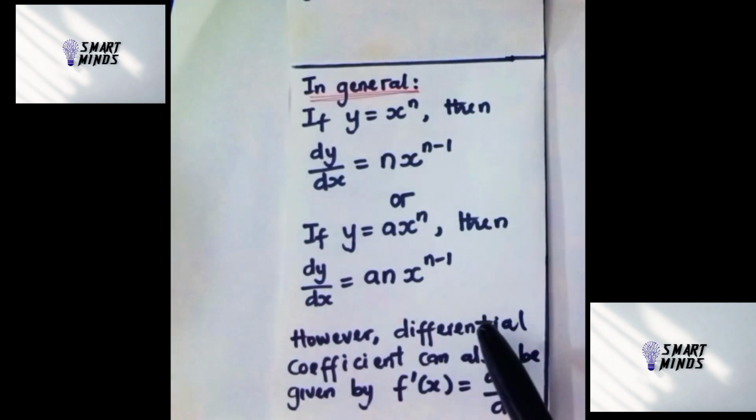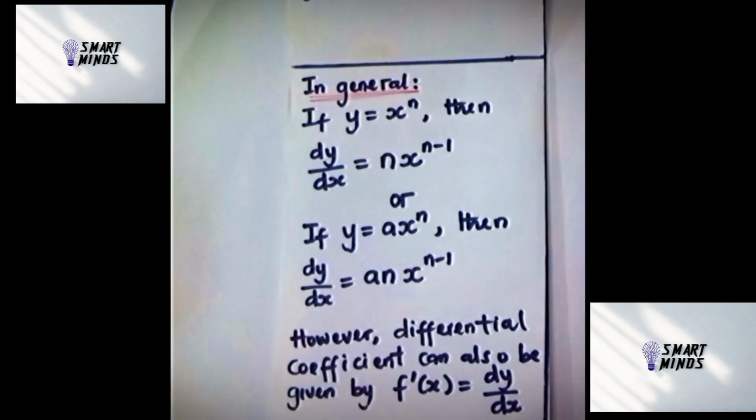However, the differential coefficient can also be given by f prime of x, that is dy dx. That means sometimes you don't write it as dy dx, you can also write it as f prime of x.